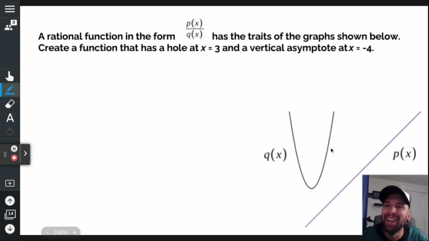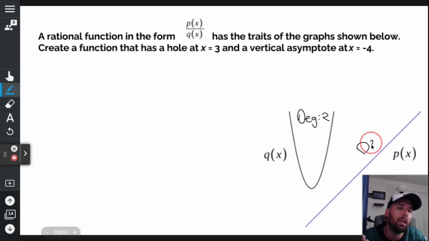And it's not. A rational function in the form p of x over q of x has the traits of the graphs shown below. Create a function that has a hole at 3 and a vertical asymptote at negative 4. All right, q of x appears to be a quadratic, so the degree is going to be 2. P of x appears to be linear, so the degree is going to be 1.